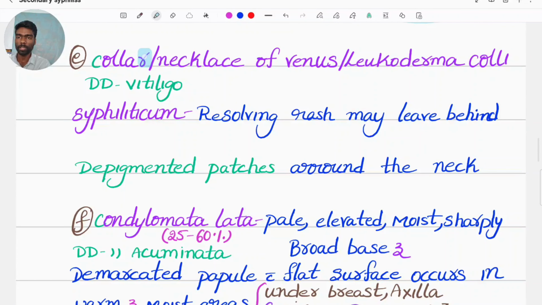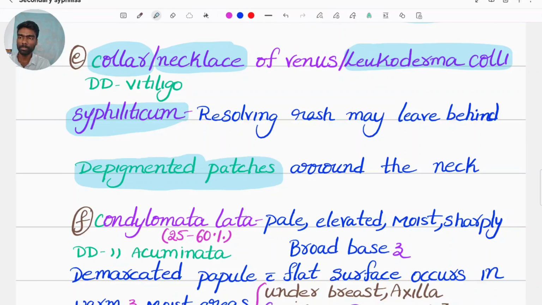Next, collar of Venus or necklace of Venus. Leucoderma colli syphiliticum. Resolving rash may leave behind depigmented patches around the neck, meaning back and sides of the neck, resembling a necklace or collar, called collar of Venus or necklace of Venus, or leucoderma, depigmented patch, hence leucoderma colli syphiliticum. Obviously, for a depigmented patch, the DD will be vitiligo.